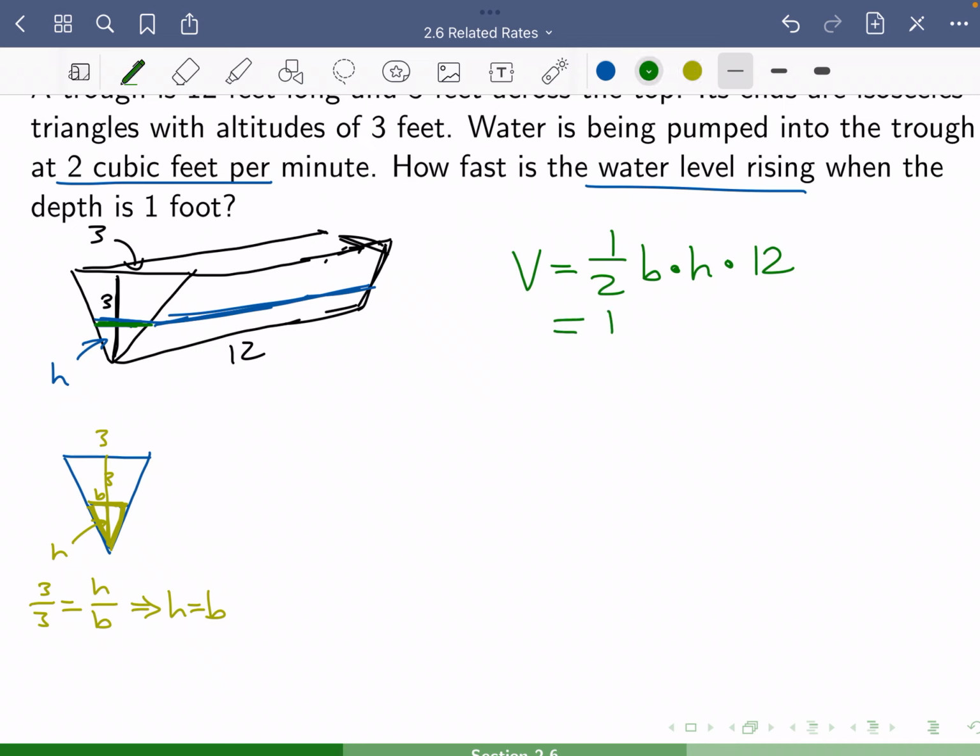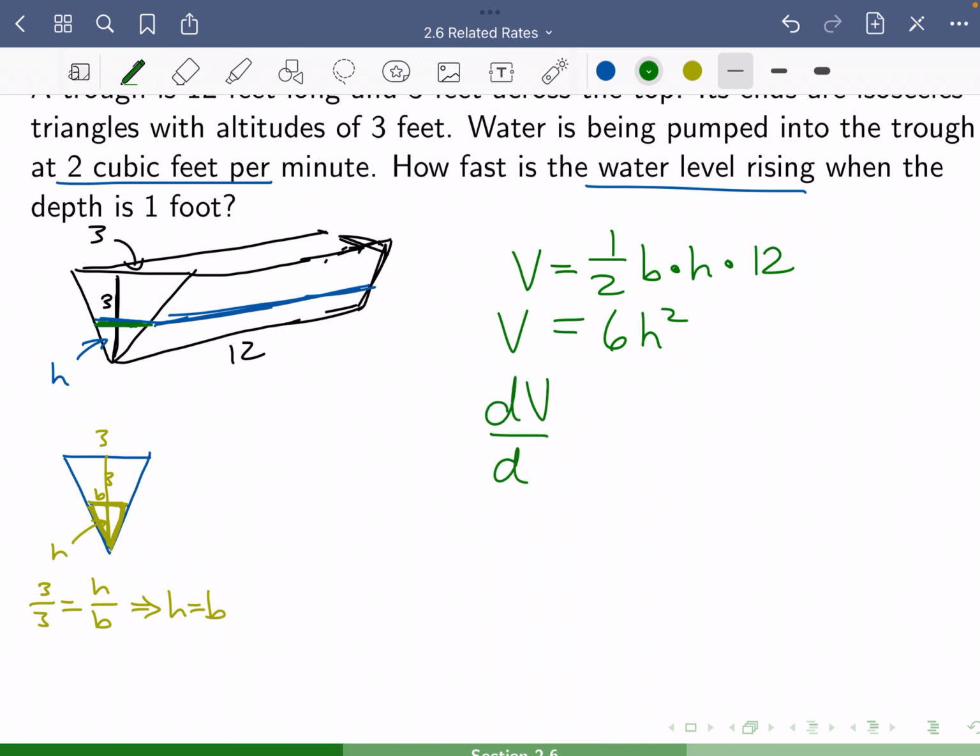So this volume we could rewrite as 1/2 times the height squared times 12, so 6 times the height squared. That is our volume. So instead of having two variables over here, we went ahead and solved for this variable, the value of this base, the width of the water at any point in time, with respect to height. All right, now we're going to take our derivative.